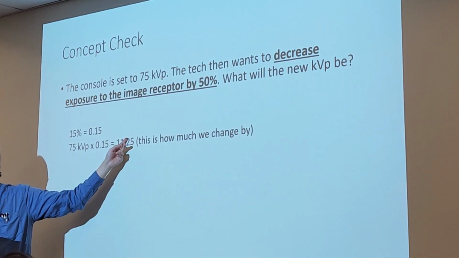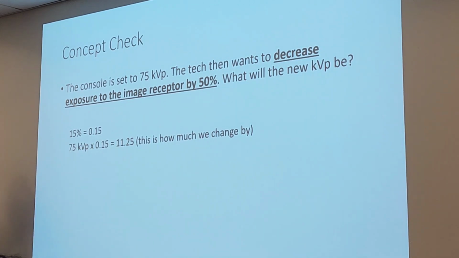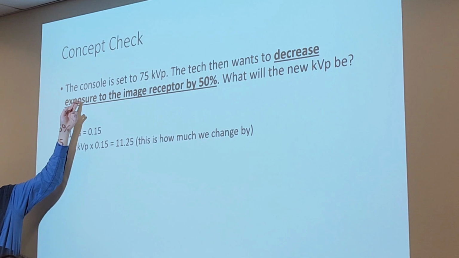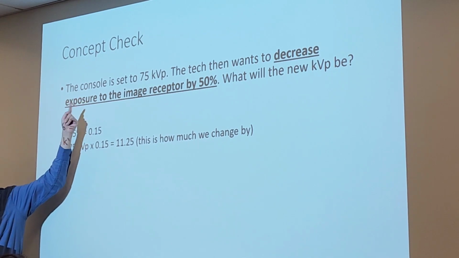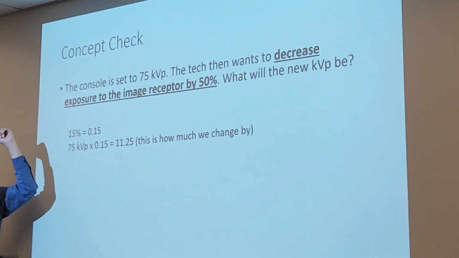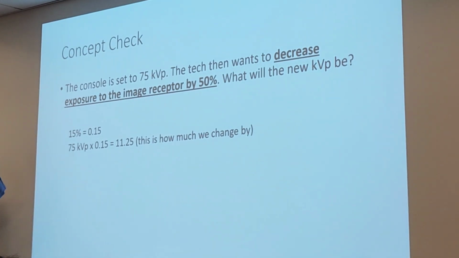Wait, so are you trying to throw me off with this 50%? You could have written that a different way. So what is this 50% talking about? That's talking about how much the exposure at the IR is going to decrease, but you could have said by half. That's true. So the registry can say it any number of ways. The 50% just means half. The mass is going down by half.